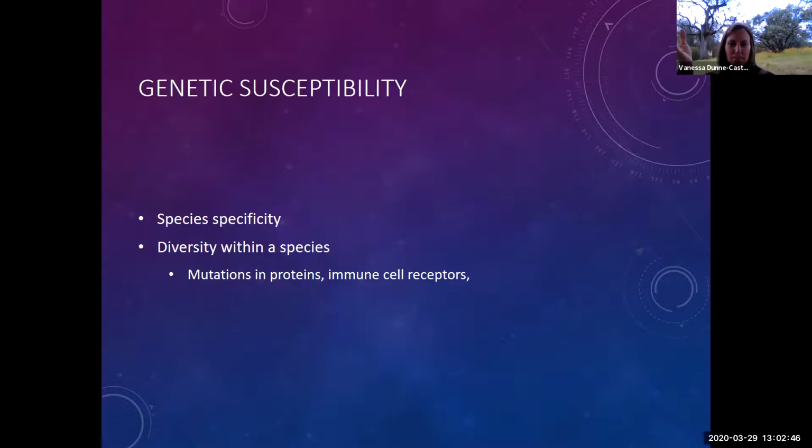Just recall that this is a part of our primary or first line of defense, just because it gives us our inherent innate sensitivity or lack of sensitivity to different things.